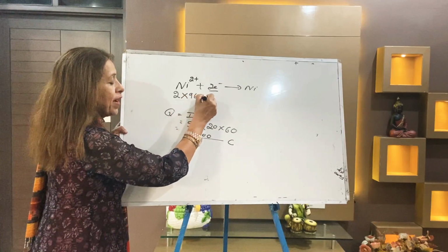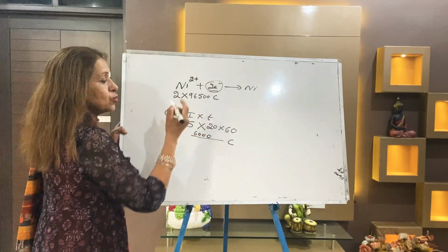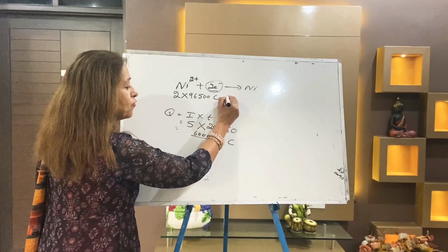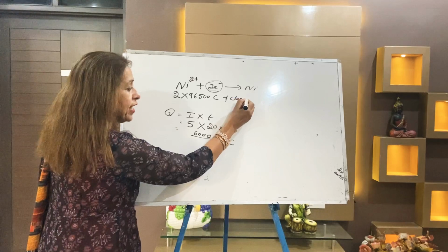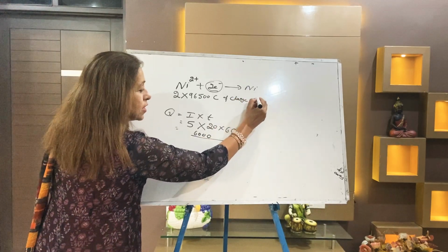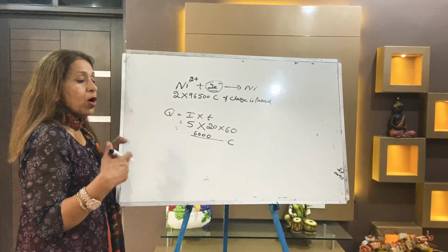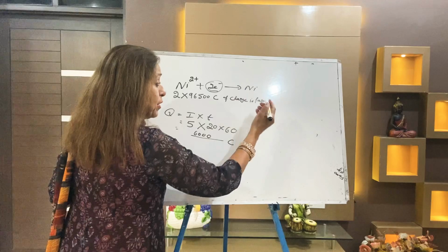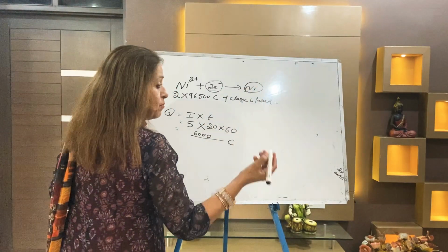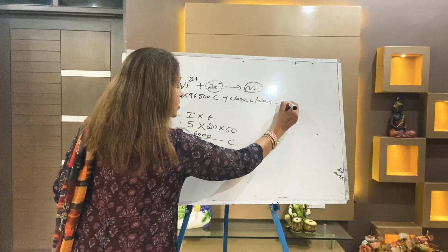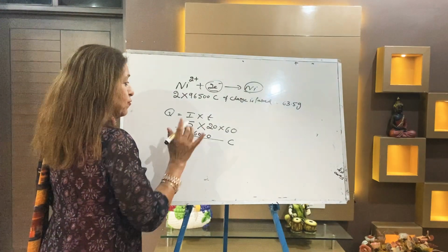So 2 into 96500 coulombs of electricity, of charge, whatever you want to write, is passed in the nickel solution, the nickel nitrate solution. Then how much nickel is produced? It is the atomic weight of nickel. It will come in your exams. The atomic weight of nickel is 63.5 gram, if it is given.